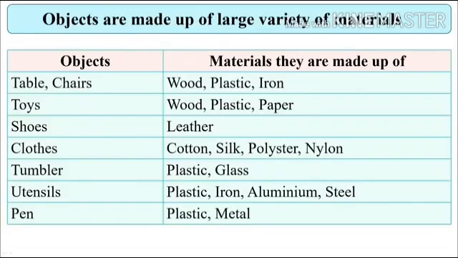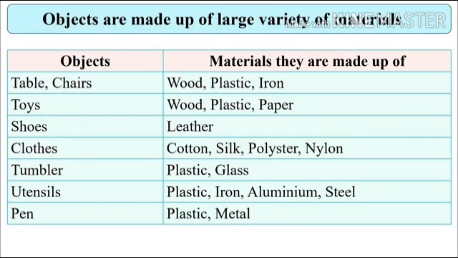Now you need to understand two important things. First, an object could be made up of a large variety of materials. What I mean to say is that a table or a chair could be made up of wood or plastic or iron. Similarly, the utensils could be made up of plastic or iron or aluminium or steel. Your clothes could be made up of cotton fabric or silk or polyester or nylon.